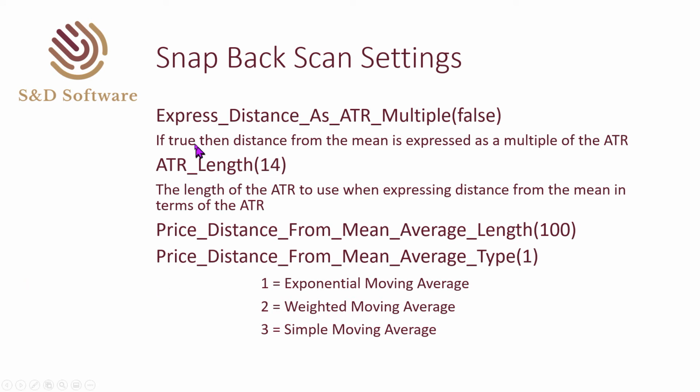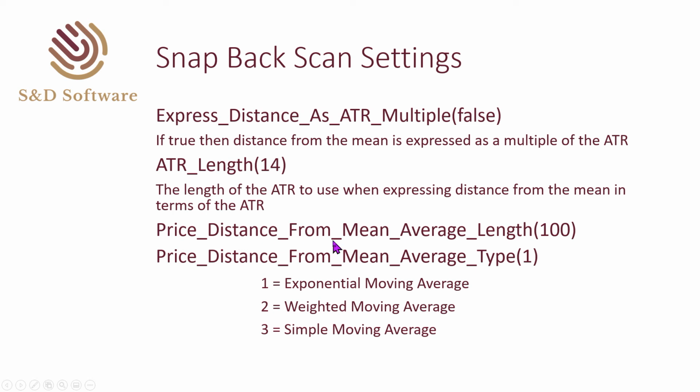So the other settings we have is express the distance as a multiple of ATR, average true range. The default for this is false. If it is true, then the distance from the mean is expressed in multiples of the ATR. And then the ATR length here, the default is 14. So if you have this feature turned on, it would use the 14. This can be any positive whole number. So this is what will be used for that.